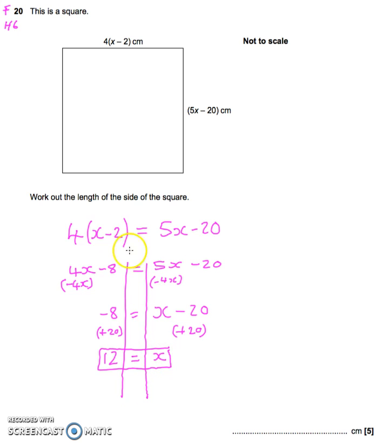So if we put 12 into here, 12 minus 2 is 10, 4 times 10 is 40. Well, that should be the answer to our question. Let's just see if it works in the other one. So 5 times 12 is 60. Take away 20 is also 40. You can do that mentally just to check it works in both sides. You don't need to write that out, because we can just now put our answer as 40 centimeters for one side of the square.